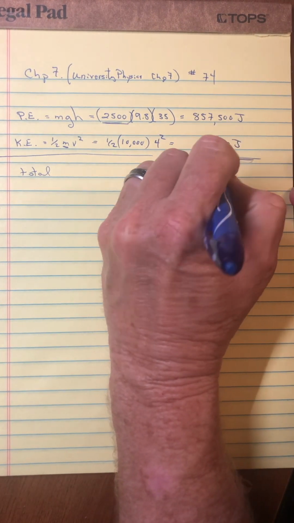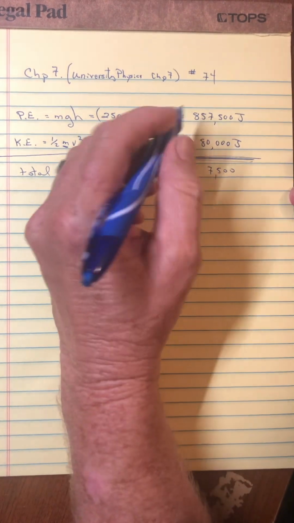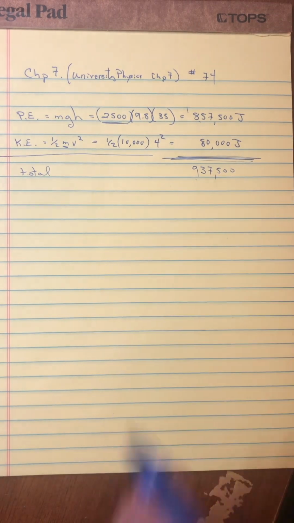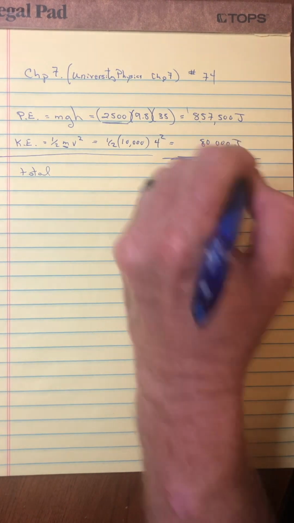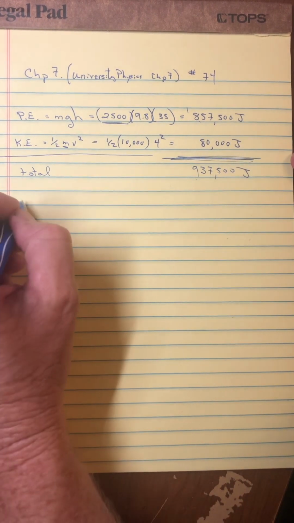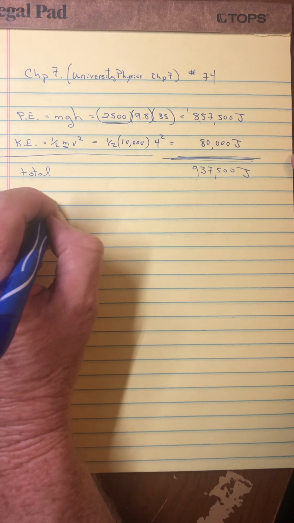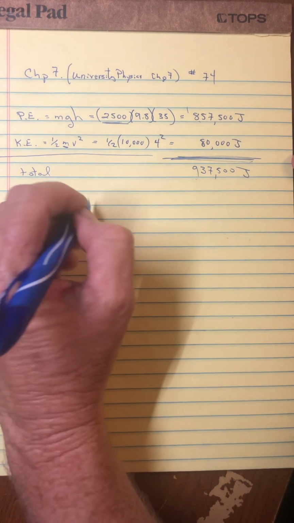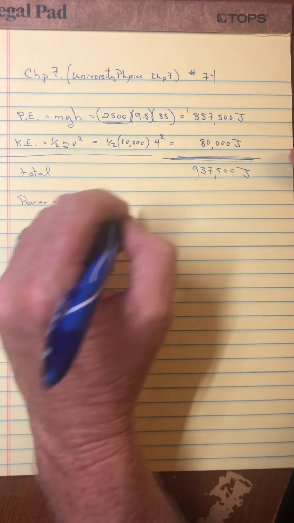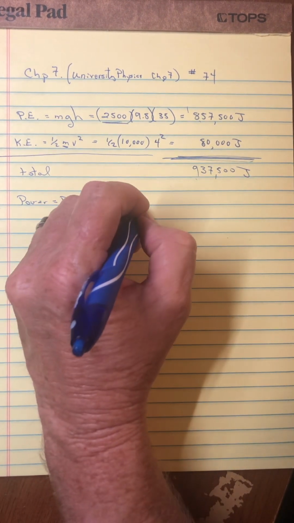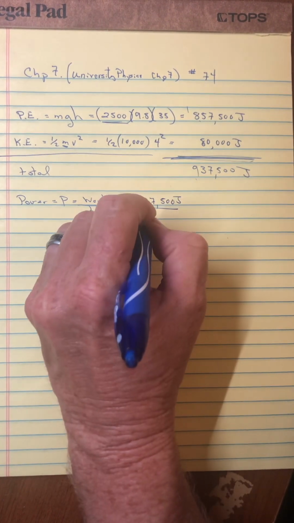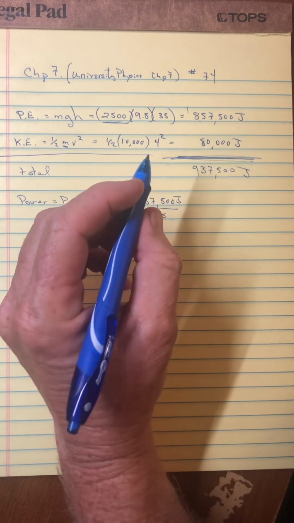And so let's see if I add these together. 13, carry 1. All right. So 937,500 joules is the total energy that needs to come out of this motor. Now, power, or just P for short, is the amount of work or energy per time. So we have 12 seconds for this to happen. So this would be 937,500 joules within 12 seconds.